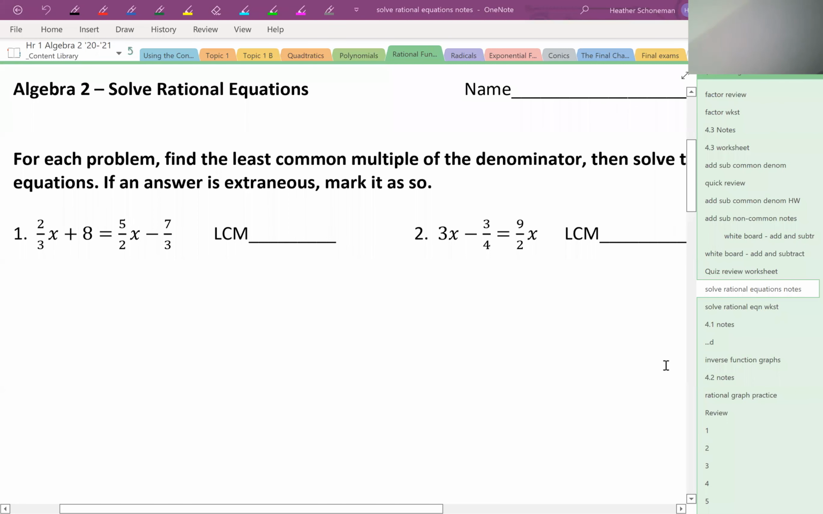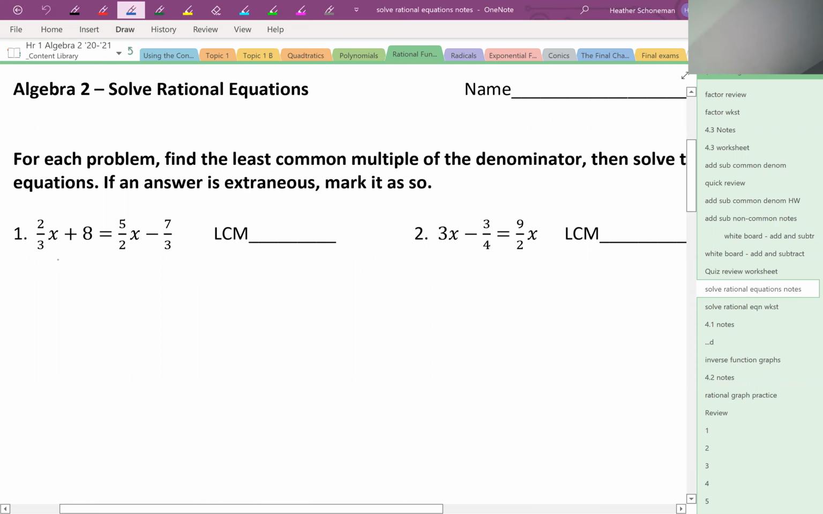All right, this video is on solving rational equations. And just like when we were adding and subtracting, we're going to find the least common multiple of the denominators. And sometimes when we're finding the least common multiple of the denominators, they just call it the least common denominator. But we found least common multiple before, so this concept isn't new.